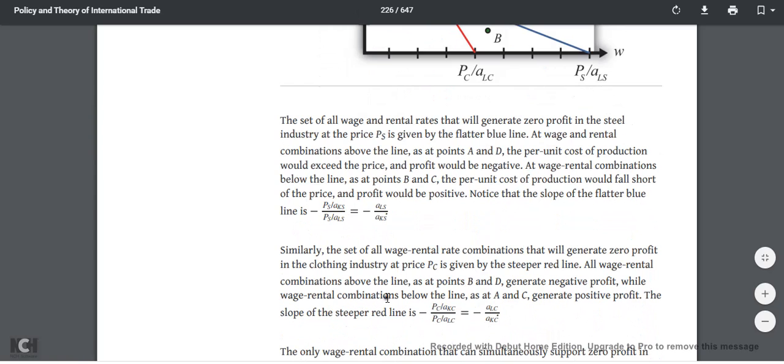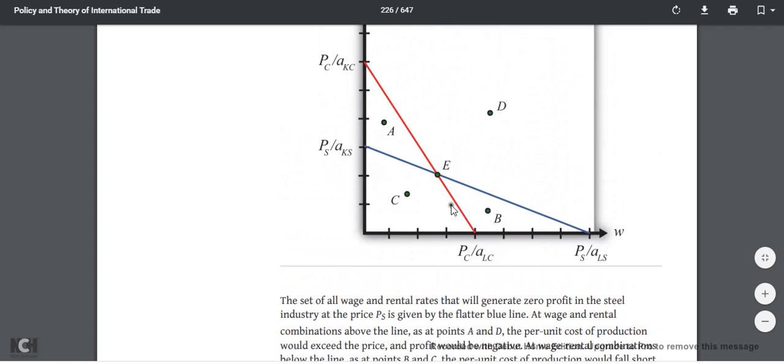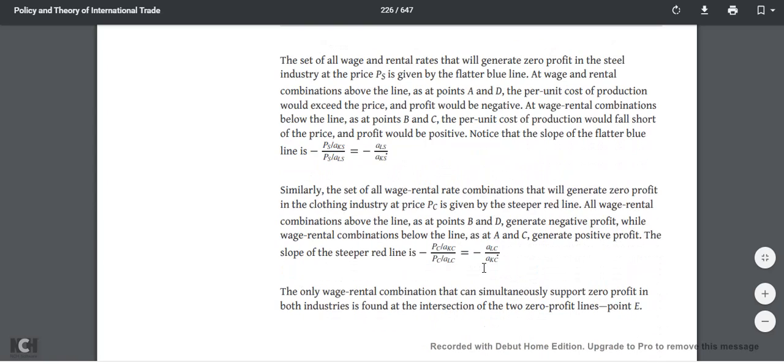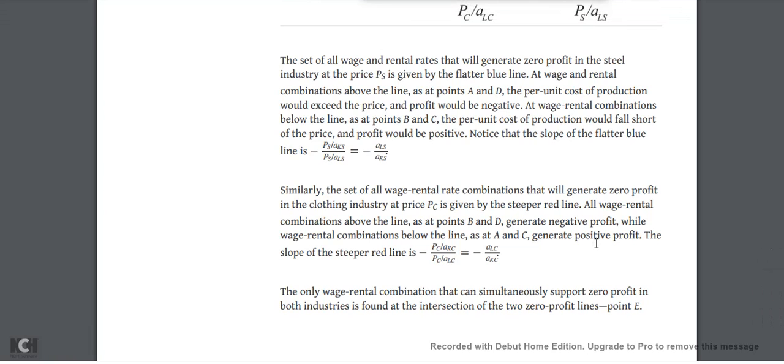Okay. So all the wage combinations above the line, at the points B and D, as I said, the prices will generate a negative profit because the cost of production is increasing. So obviously it should be negative. Any points below this red line, say A and C, the two below, generate positive profit. So this line's ratio can be written like this.